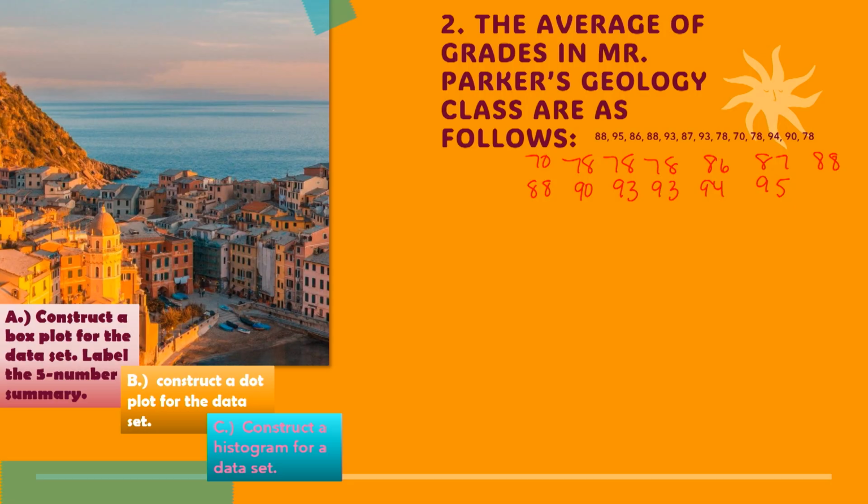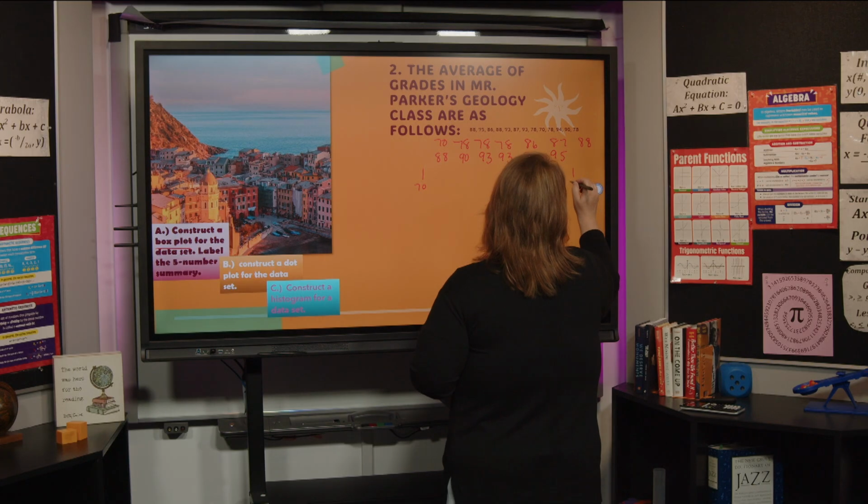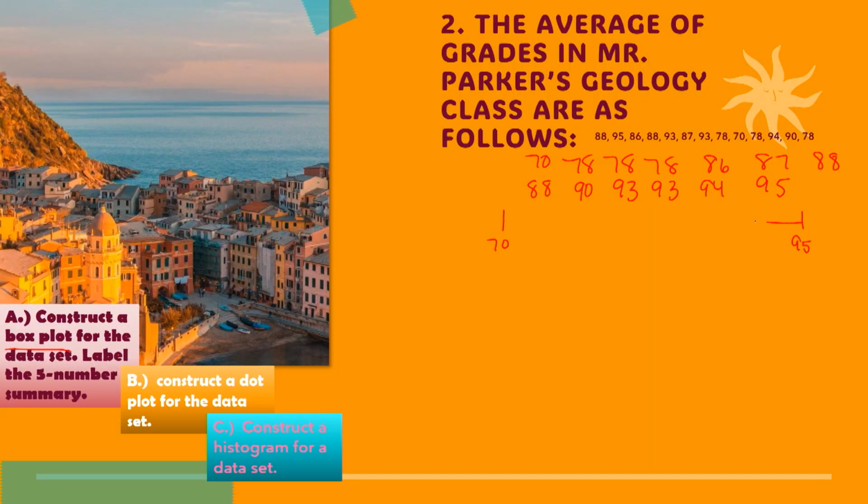So let's go ahead and construct that box plot. I'm going to start it at 70, and then my highest is going to be at 95. So I'm going to make this line. We need to find what our median is, which is in the middle. Remember how I told you, 1 and 1, 1 and 1, crossing off from both ends. So my median is going to be that 88. So I'm going to put min, max, and median.